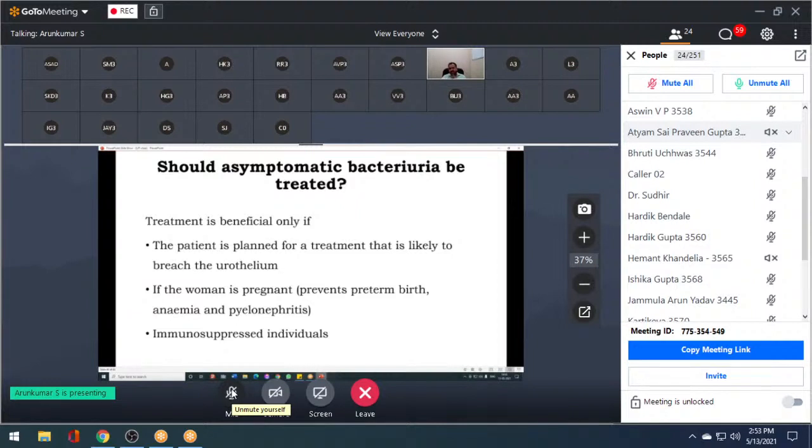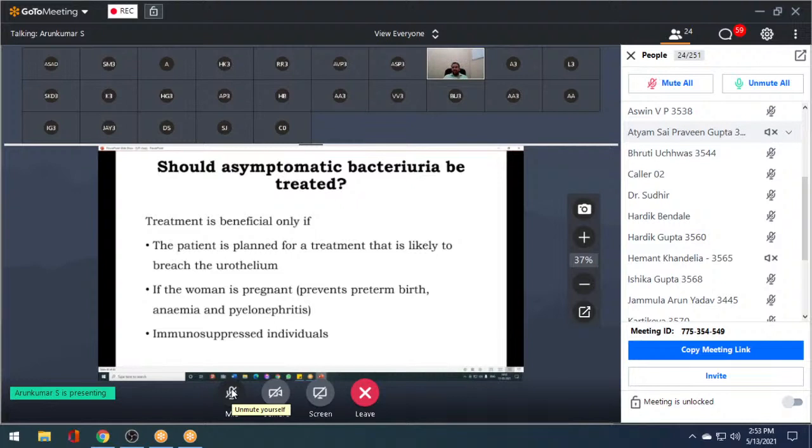So all pregnant females have to be treated even if it is asymptomatic. Immunosuppressed individuals, especially those who have undergone renal transplant or some chemotherapy, will have to be treated because they are more prone for the organisms to cause systemic complications, especially sepsis. They will have to be treated.